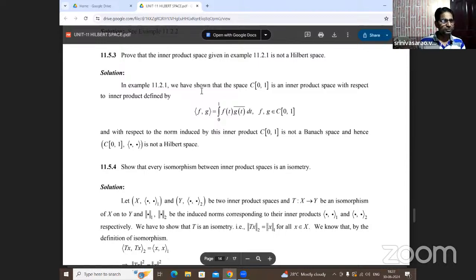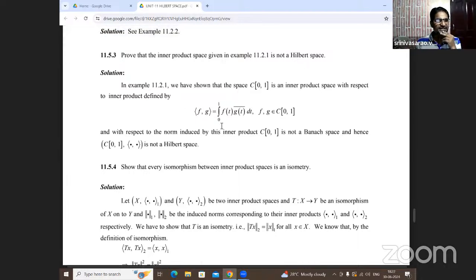11.5.4: give an example of an inner product space which is not a Hilbert space. 11.5.3, please note down, that is the simple answer. Give an example of an inner product space which is not a Hilbert space. This is the suitable example. You must mention this one fully. Now the full marks are given here.